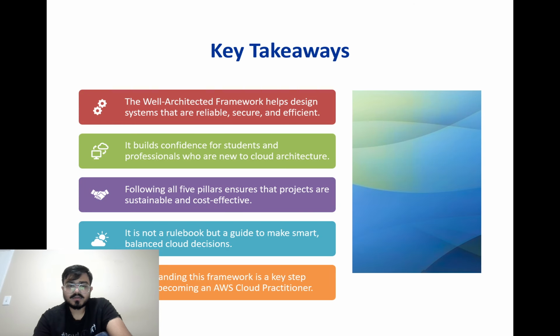Let's quickly recap what we learned. The AWS Well-Architected Framework gives us a clear structure to design systems that are secure, reliable, and cost efficient. The five pillars, operational excellence, security, reliability, performance efficiency, and cost optimization, work together to create a complete design approach. These principles help beginners and professionals build better cloud environments step by step. Remember, it's not about perfection, it's about improvement and learning. So when we learn these frameworks, we become better AWS architects with every project we build.